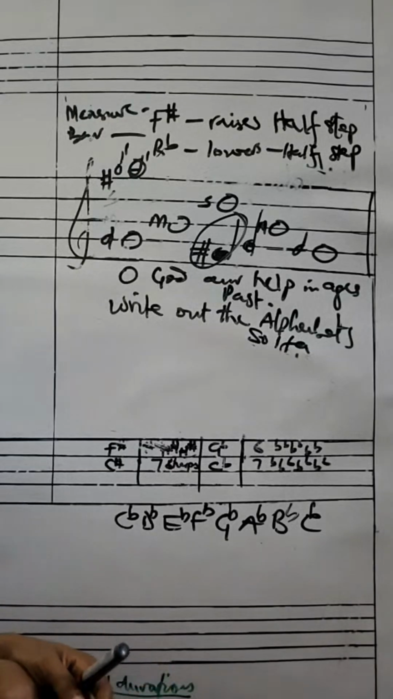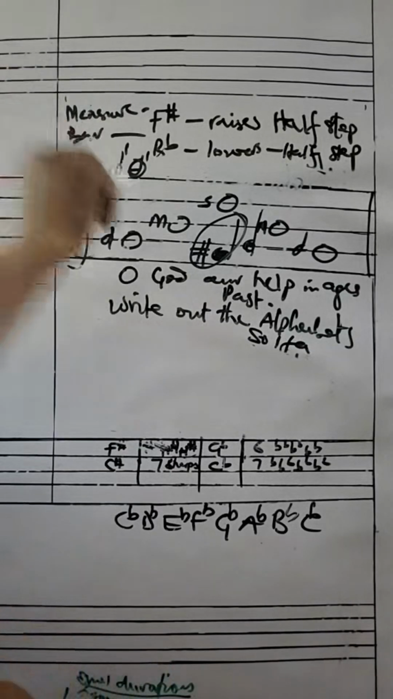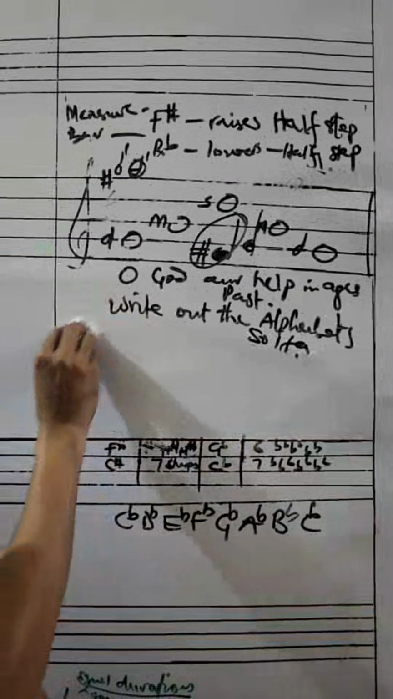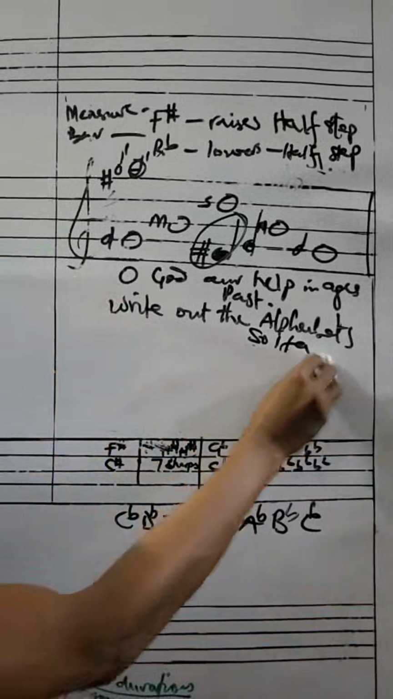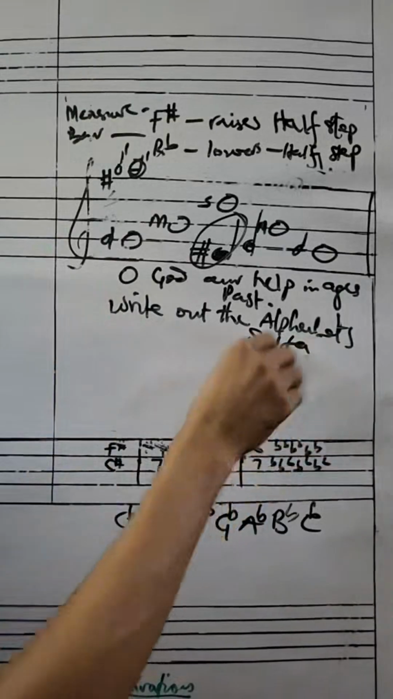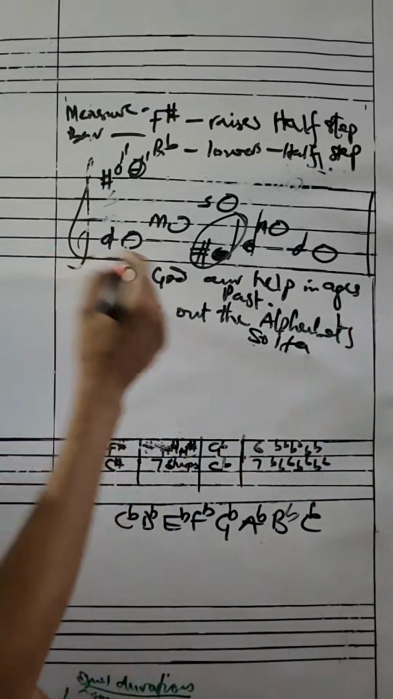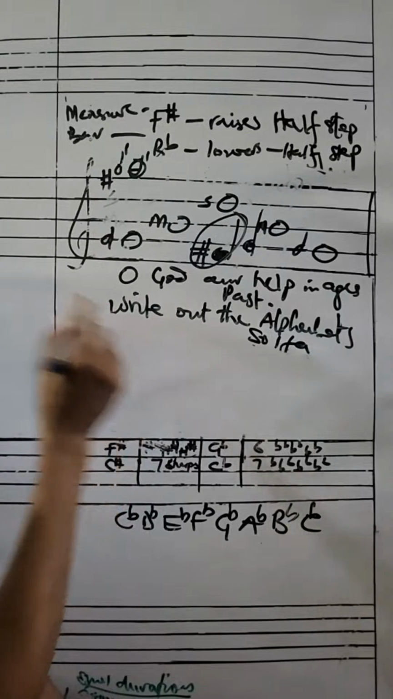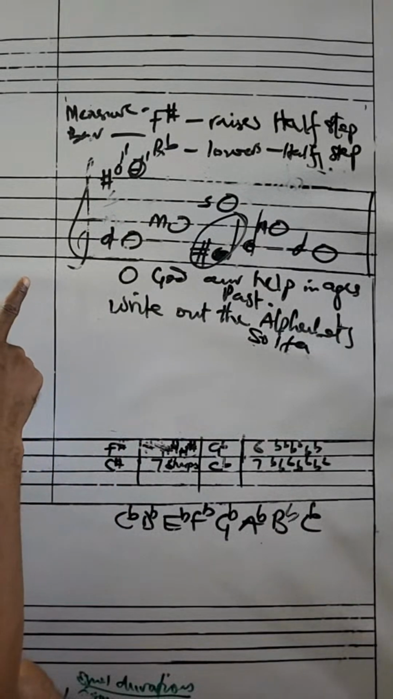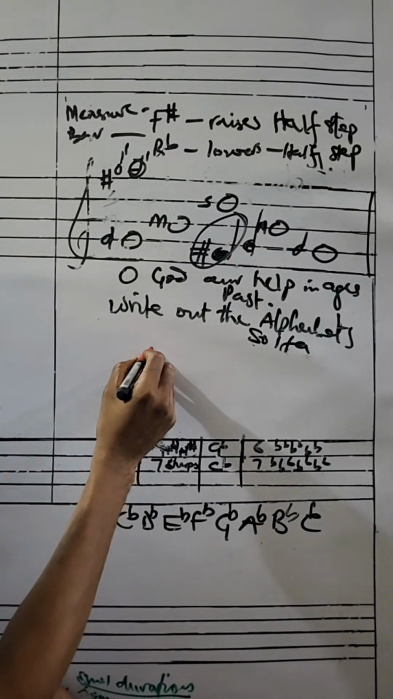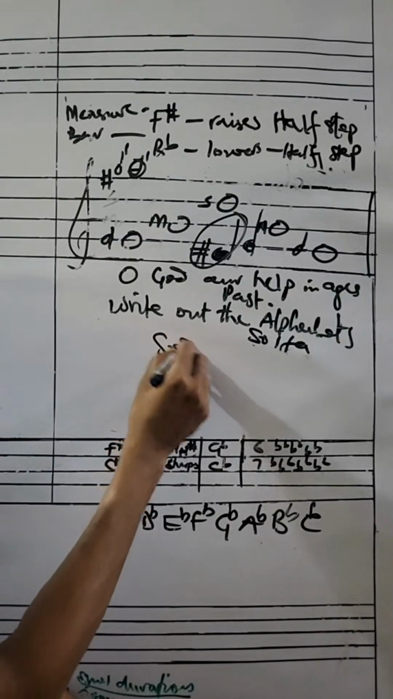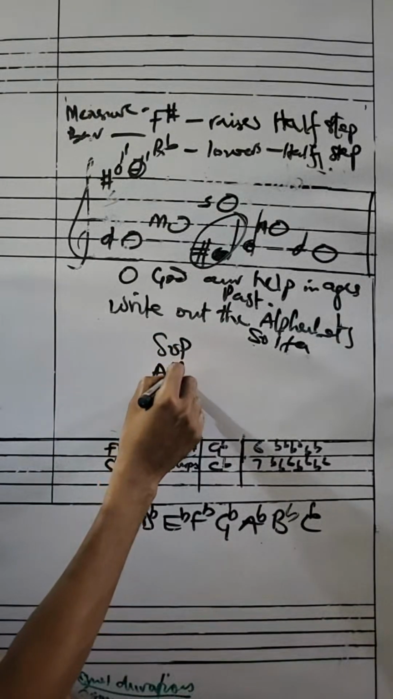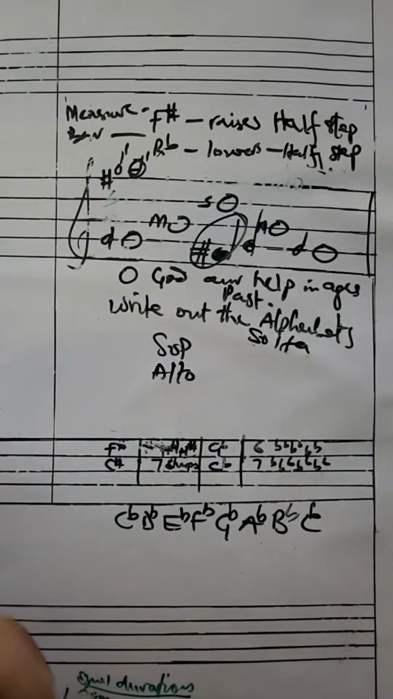But it's important, just write out the alphabets for me. Then write out the solfa. Let me give you an assignment now. Since we've dwelled much on the treble clef, write out the solfa for the soprano and the alto part for me. And I think this is where we're going to end today.